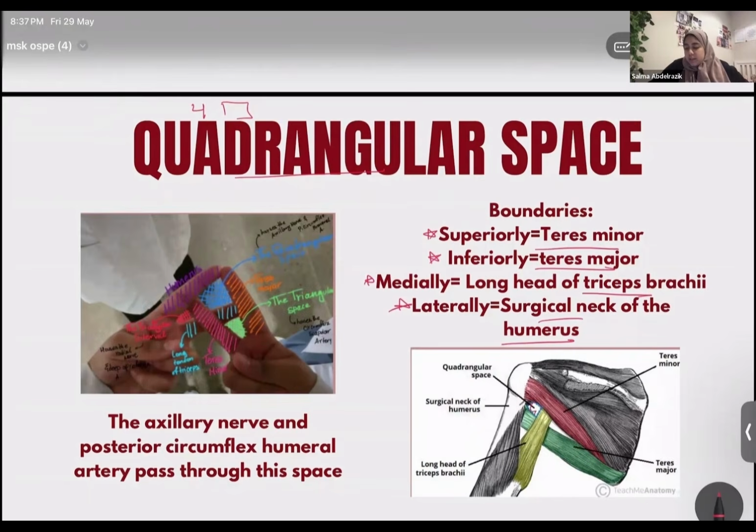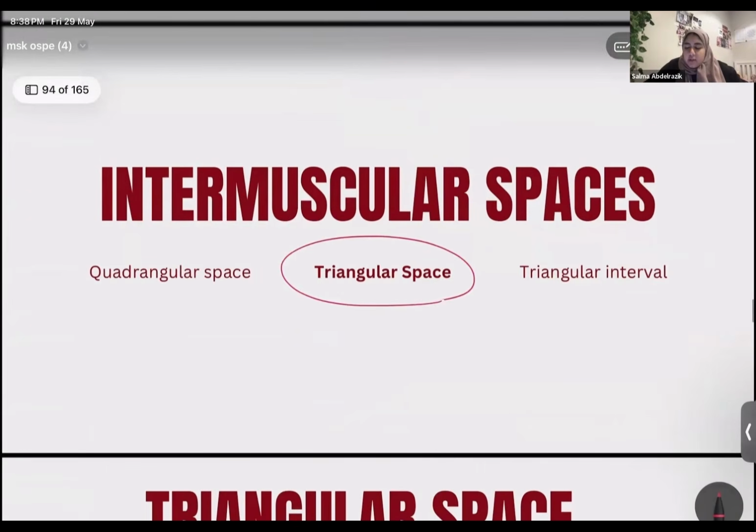Okay? Surgical neck of humerus, teres major, teres minor. What goes through this quadrangular space? Like I told you, they always come together: the posterior circumflex humeral artery and the axillary nerve. Because we said there's the surgical neck of humerus, and surgical neck reminds you of axillary nerve. What comes with axillary nerve? Posterior circumflex humeral artery. Easy? Easy. Cool. We have the triangular space.